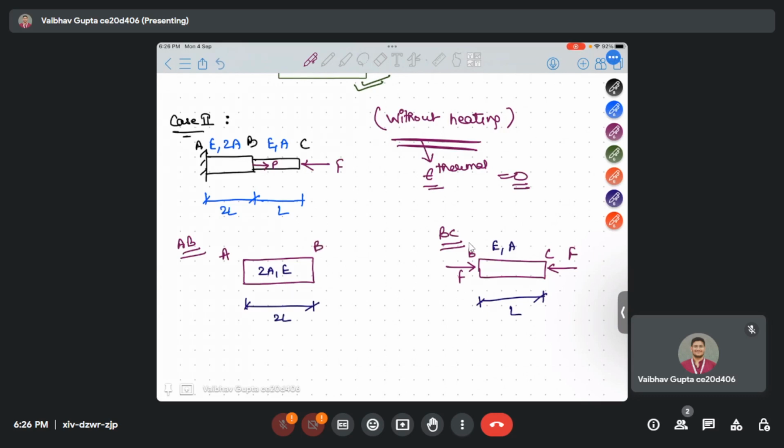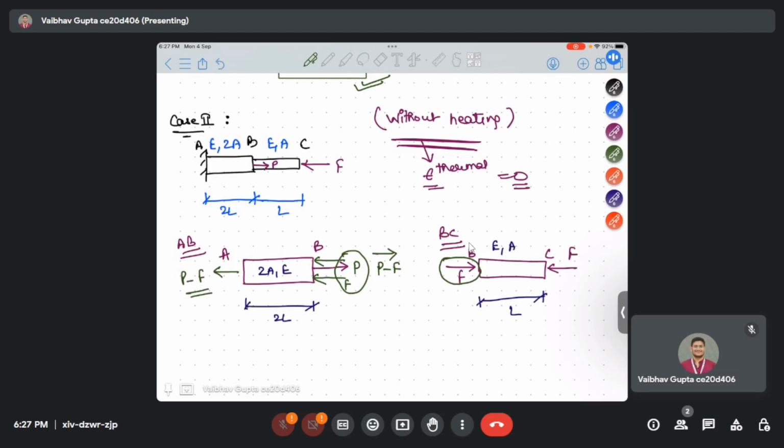Now, to maintain equilibrium at point B, this is the force which is originally applied. But since one new force F comes to maintain the equilibrium for BC, an equal and opposite force F will act at point B of AB. So overall it becomes P minus F in this direction, and to maintain the equilibrium at point A, similarly P minus F will act.